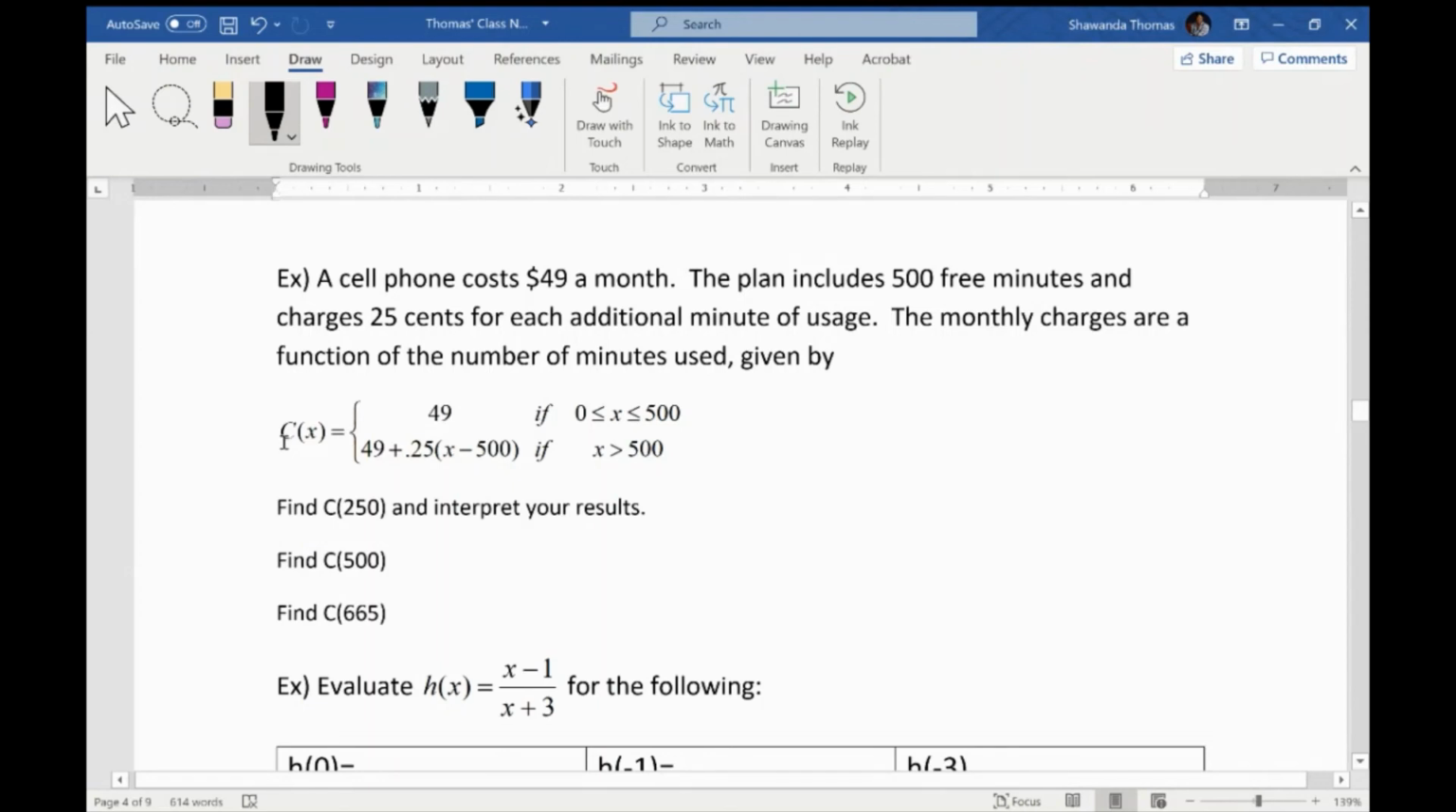It's C of x. Why do you think they put C of x instead of F of x? What do you think C of x stands for? The C in C of x stands for? The charge. Probably charge, or maybe cost, right? So let's try to understand what this piecewise function is saying based on this scenario. So where do you think the 49 came from? The monthly cost. All right, the monthly cost, very nice.